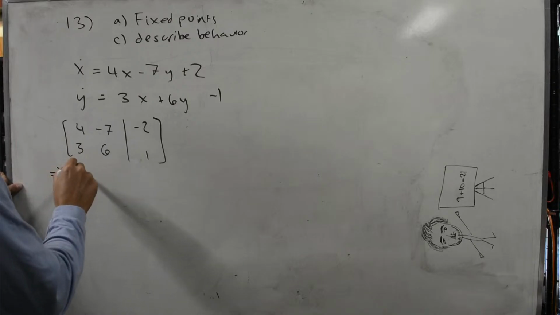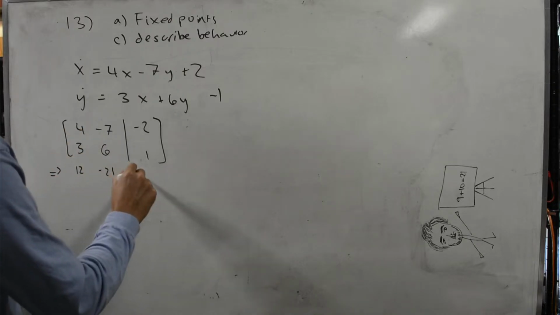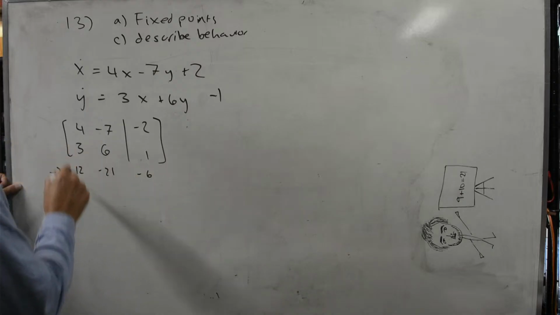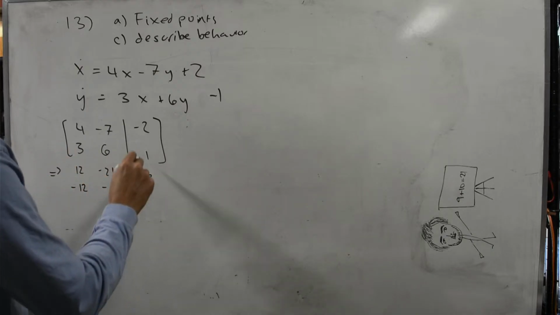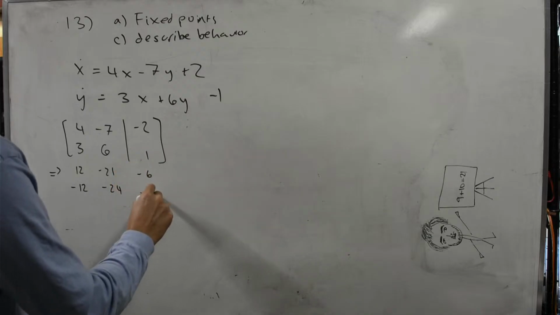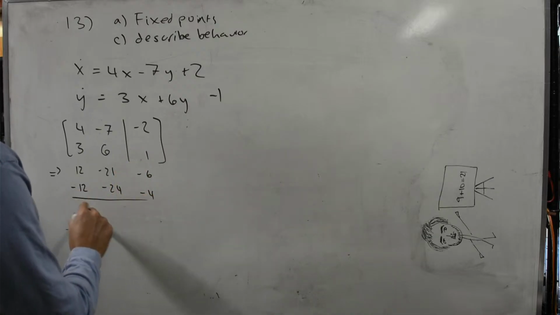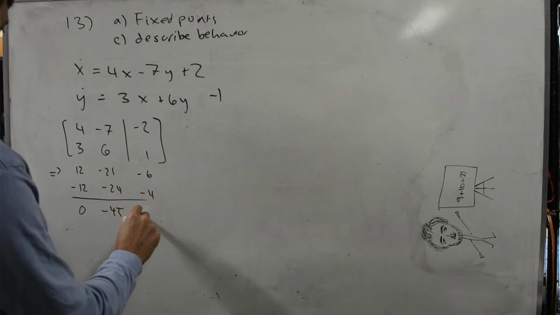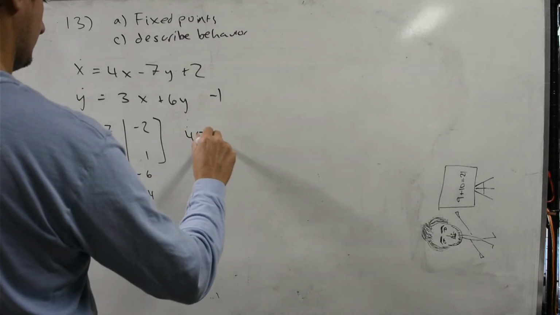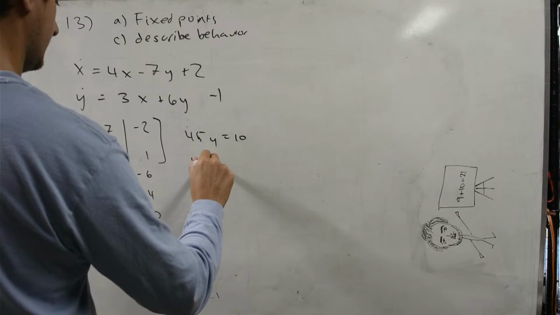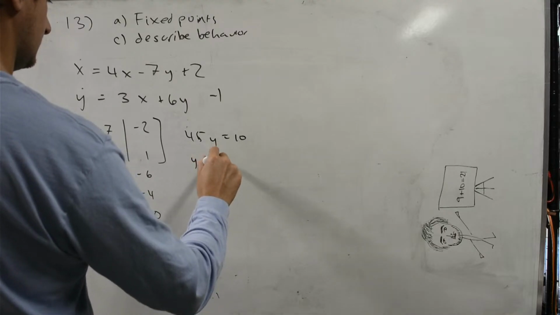We're going to multiply this by 3, so we get 12 minus 21 minus 6. Then we multiply this by minus 4, so we get minus 12 minus 24 minus 4. This would be 0 minus 45 minus 10. So then we have 45 y equals 10. Y equals 2/9.